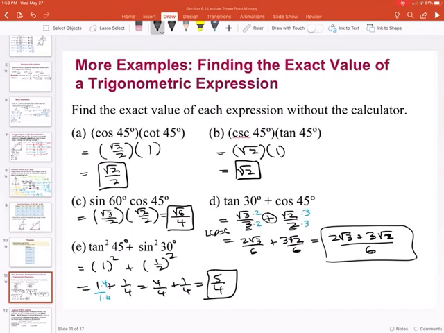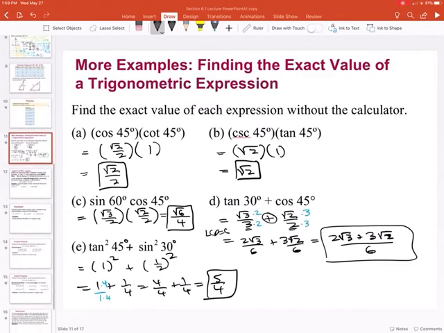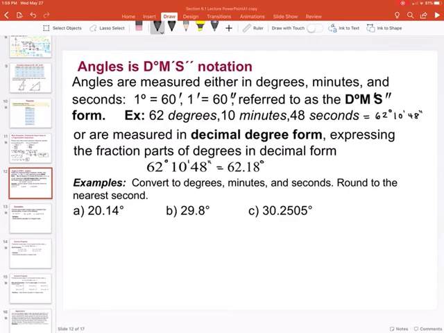Function value. All right, moving on, let's go to DMS notation. Degrees, minutes, seconds. You see this a lot in navigation and mapping. It gives a location by degrees, minutes, and seconds, which gives us a more precise measurement of our angle. With that said, when we have a decimal degree, we can convert that decimal over to minutes and to seconds.